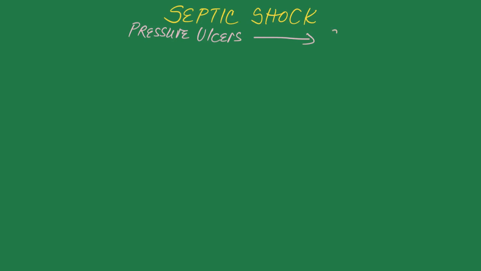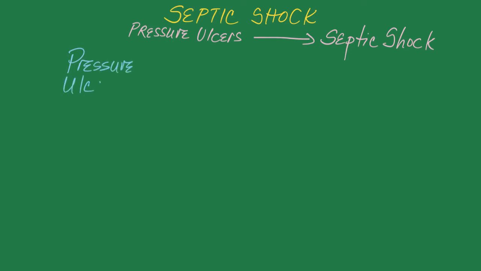The next type of shock that we will look at is septic shock. Septic shock is caused by a bacterial infection. It is very common in nursing homes and among patients who are immobile. These patients develop what are known as pressure ulcers, which are lesions in the skin, and this can lead to septic shock. So let's take a look at how a pressure ulcer can lead to death.